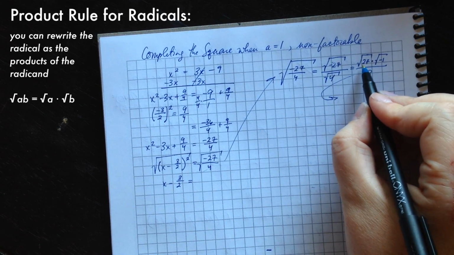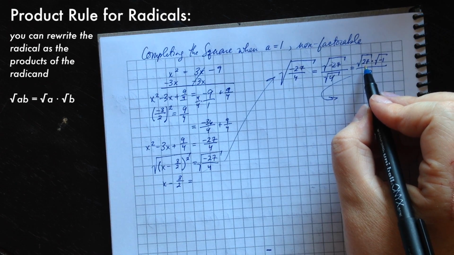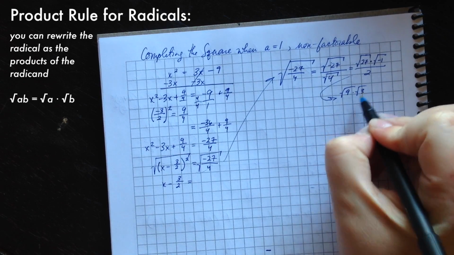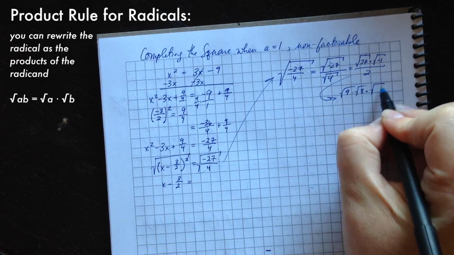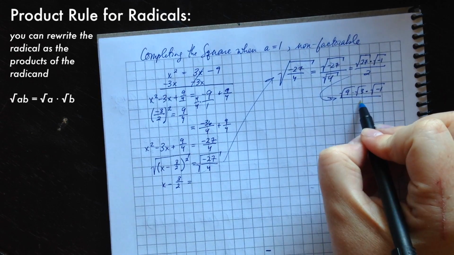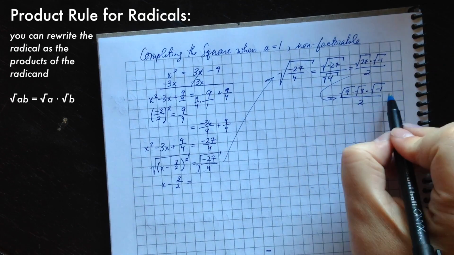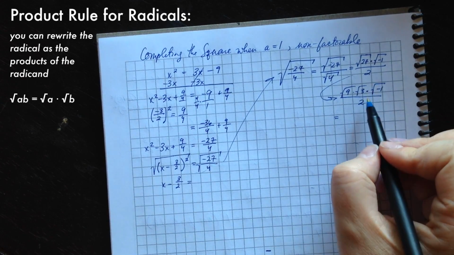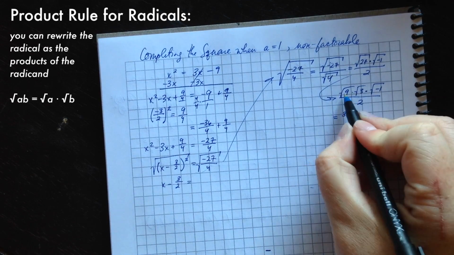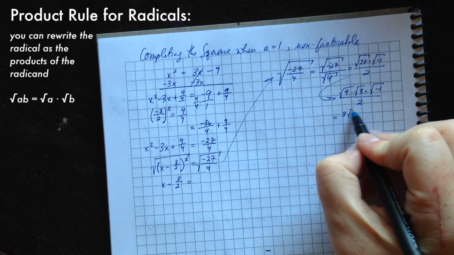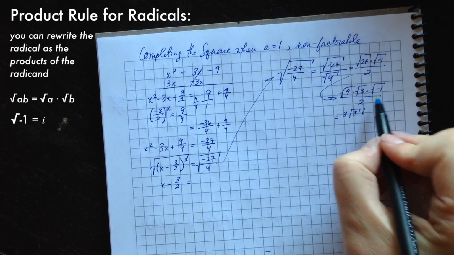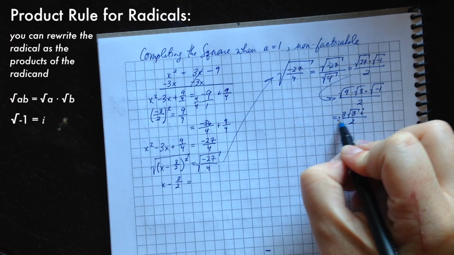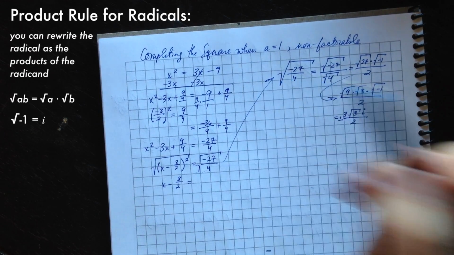Now, root 27, I can simplify that even further using the product rule for radicals, which means that I can write this as root 9 times root 3 times root negative 1 all over 2. And then it won't simplify completely, but it will simplify. I'll have 3, because root 9 simplifies to 3, times root 3 times i. That's how I can write root of negative 1, and that's all over 2. And of course it's plus and minus because I took the square root originally.